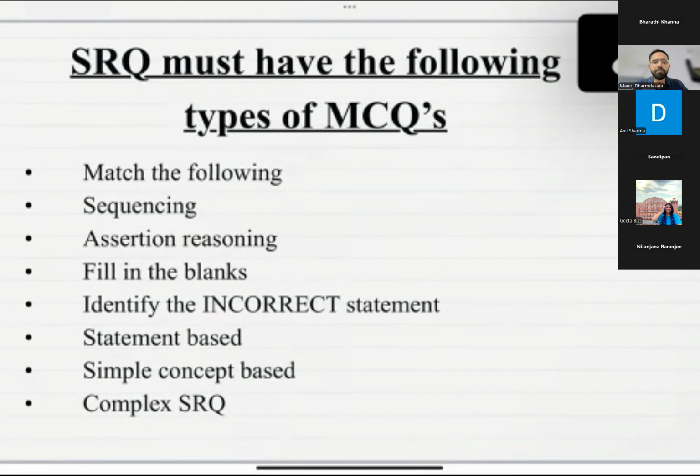Then this is the 5th category: identify the incorrect statement. I don't know how much you are aware of this. CBSE has taken this category from the higher education sector, from higher education paper setting criteria, which includes the PG exams, the NET exams or the JRF exam. If you have appeared in these kinds of exams, you have seen that most of the questions come from this category.